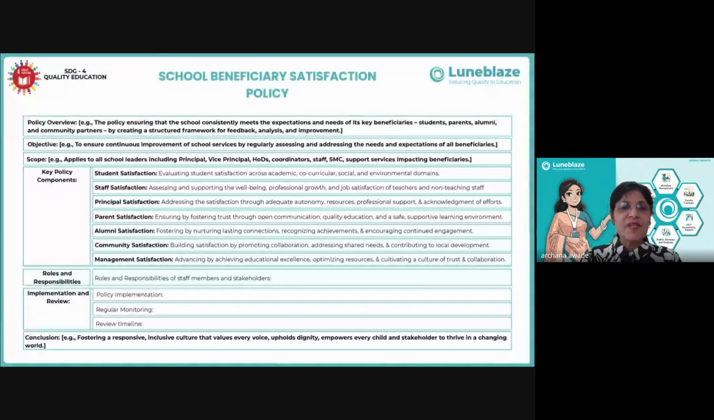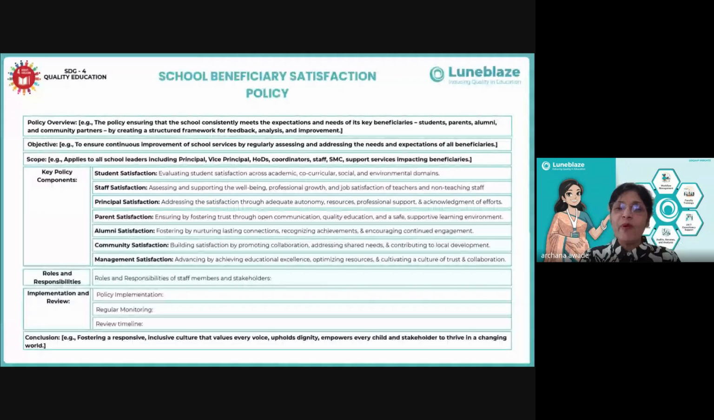Yeah. So this is the first thing you will have when you are documenting or drafting this policy. First, you have to have the policy overview. Why are you drafting this document? Why are you having this policy in place? Next is your objective. This is the big picture where you are ensuring how continuous improvement services will be assessed while addressing the needs of your stakeholders. So the objective of this policy has to be there, and this is the objective of designing this document.